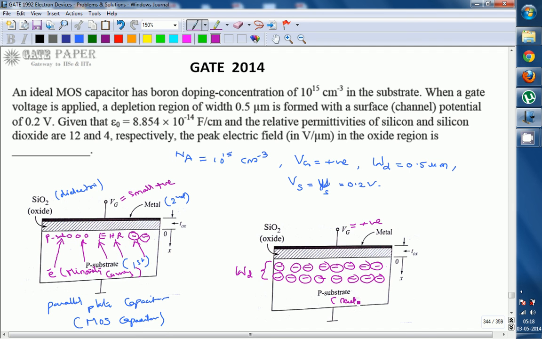Every semiconductor, whether p-type or n-type, is neutral in nature. Wherever the charge carriers, that is negative ions, are present, it is having charge, so it is not neutral. Below that, the p-type substrate is neutral.